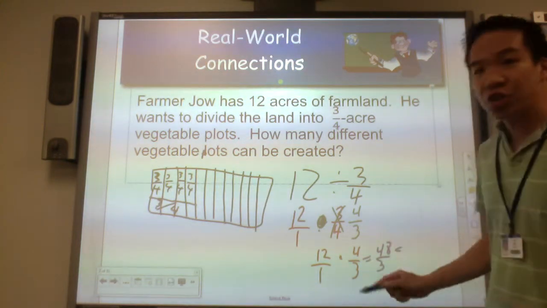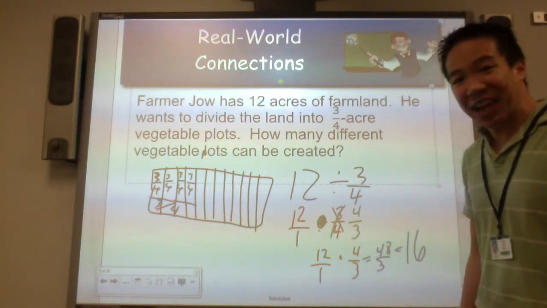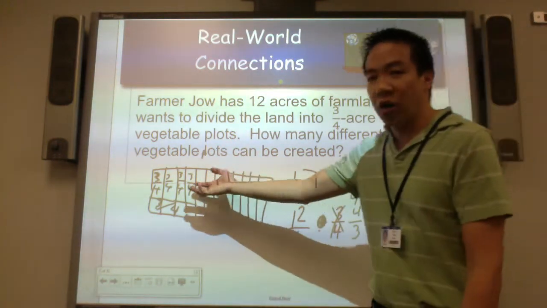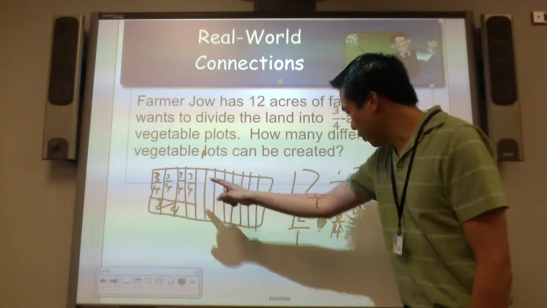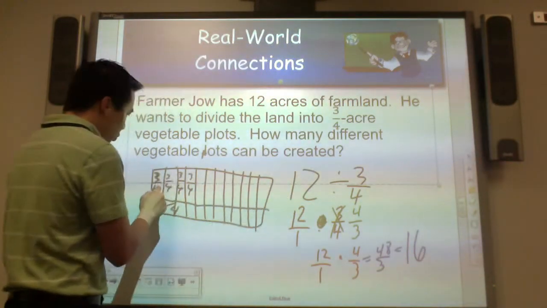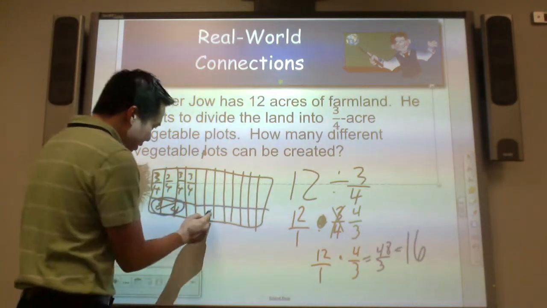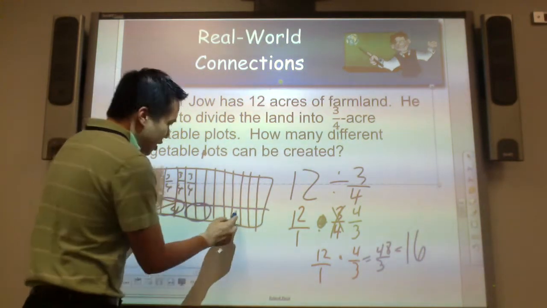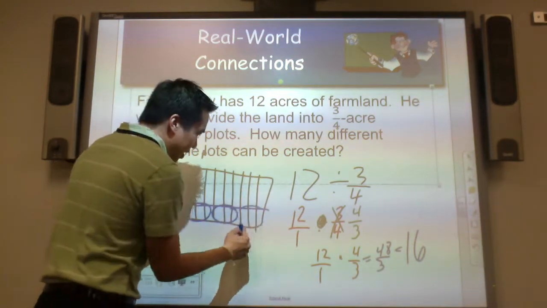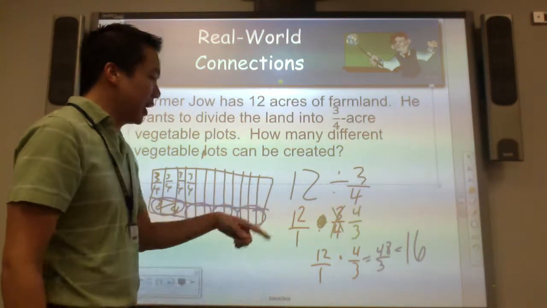How many 3's go into 48? 16. So how many plots of land can be created with 12 acres? If you divide it into 3/4, there will be 16. Would that actually be true? Let's see. 1, 2, 3, 4. There's 12 right here. These 3 make 13. These 3 make 14. These 3 make 15. And these 3 make 16. So there are 16 plots of 3/4.